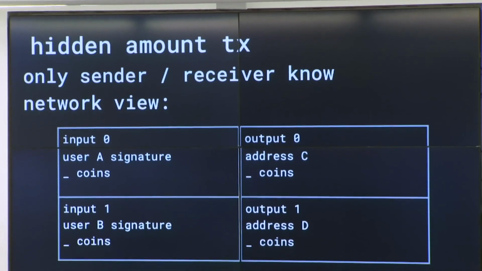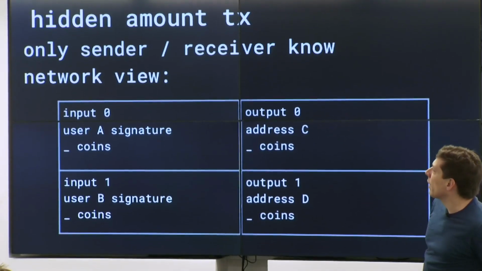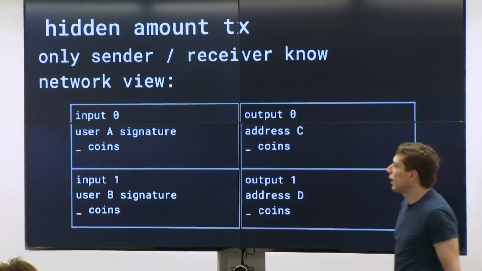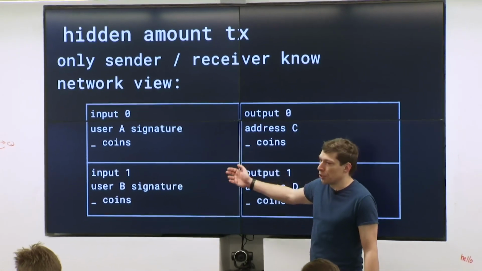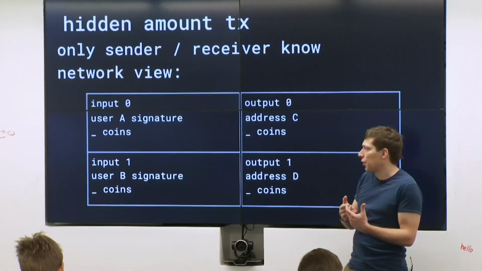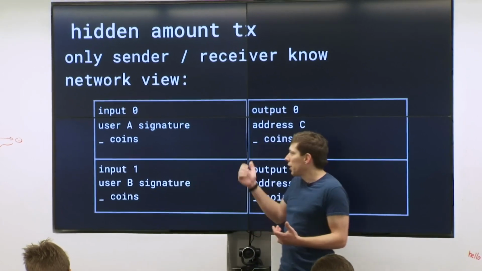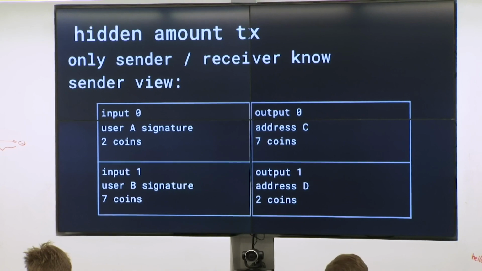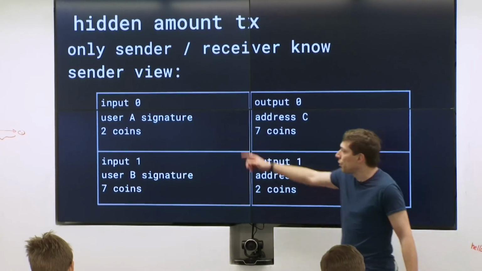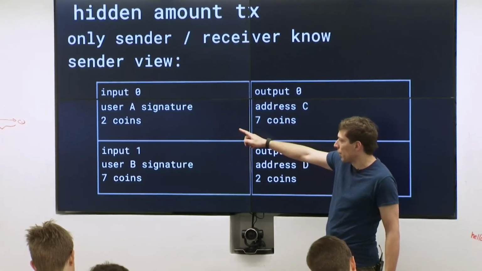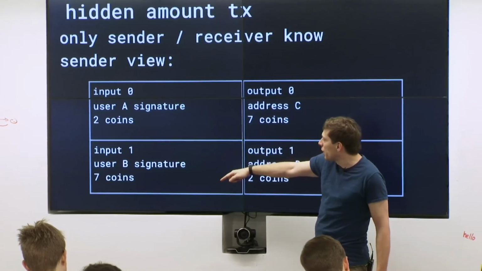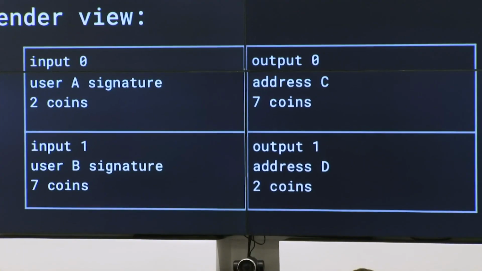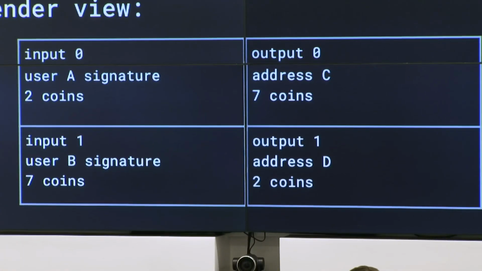So we can have two views, right? We can say, okay, only the sender and receiver know the amounts. How about that? Where from the network's point of view, if I'm just a third party looking at this transaction, I don't see any of the amounts. I just see, I have no idea how many coins are being sent. But from the sender's view, the sender says, okay, I know I have 2 coins here, 7 coins here, and I'm sending 7 coins here and 2 coins there. So the sender knows the whole thing because they're the ones creating this transaction.